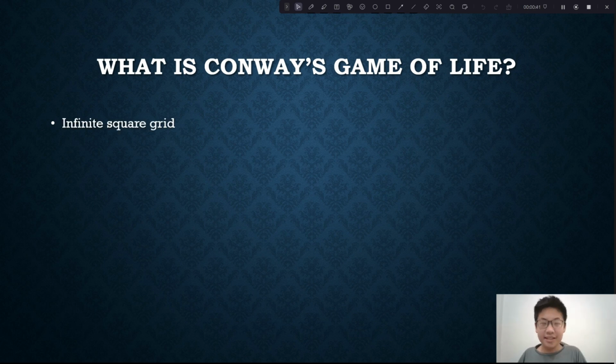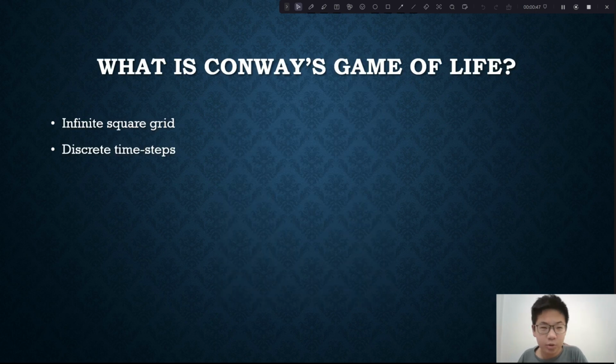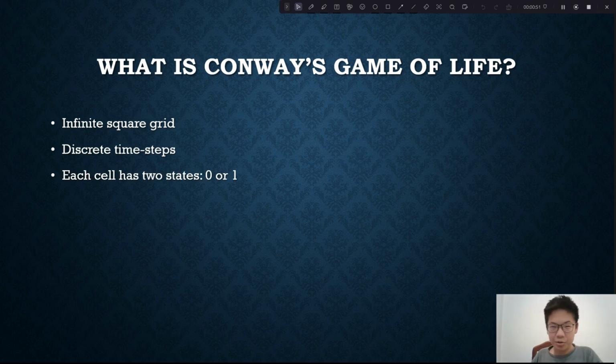Conway's Game of Life takes place on an infinite square grid. It's obvious because you see all the squares there. That's the infinite square grid. It also comes in discrete time steps, unlike our actual world. Each cell has two states, 0 or 1. Again, this is a highly oversimplified version of our natural world, but still good enough, as we will see later.